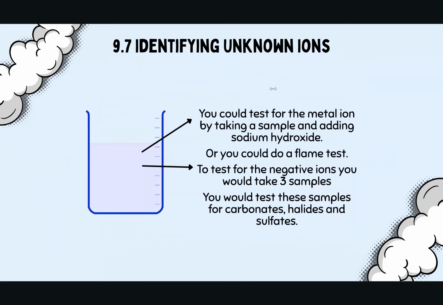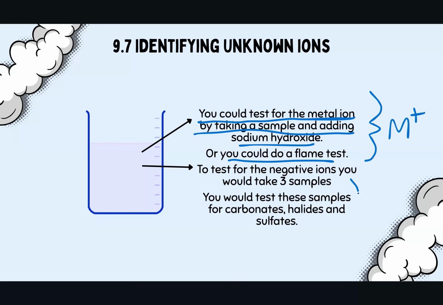Okay, now let's practice identifying an unknown ion. So you could test for a metal ion by taking a sample and adding sodium hydroxide. Or you could do a flame test. That would indicate to you what metal is inside the compound. Then you do your other 3 tests, and that would indicate to you if it's a carbonate, a halide, or a sulfate. And then overall, you'll have the positive ion and the negative ion, so you know the overall compound that you're trying to identify.